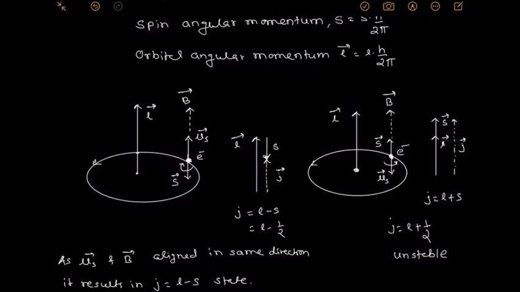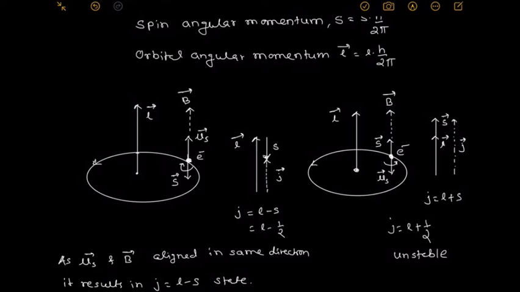J is the total angular momentum. The total angular momentum is the result of spin angular momentum and orbital angular momentum. In that case, if orbital angular momentum and spin angular momentum are oppositely directed, then the resulting total angular momentum is J equal to L minus S, and it is one of the states. That state is J equal to L minus half.